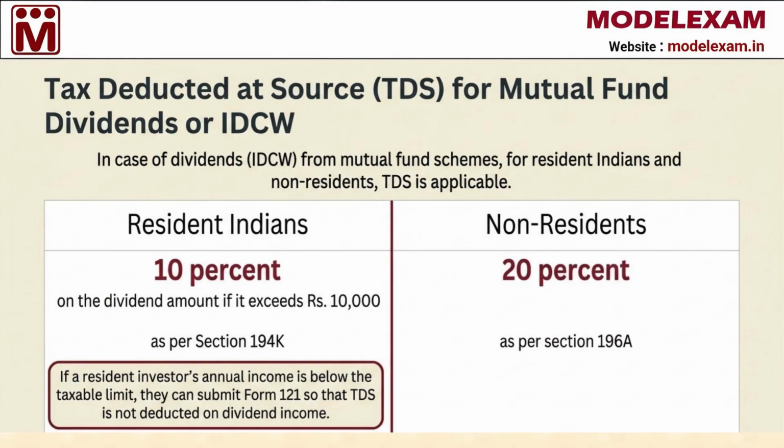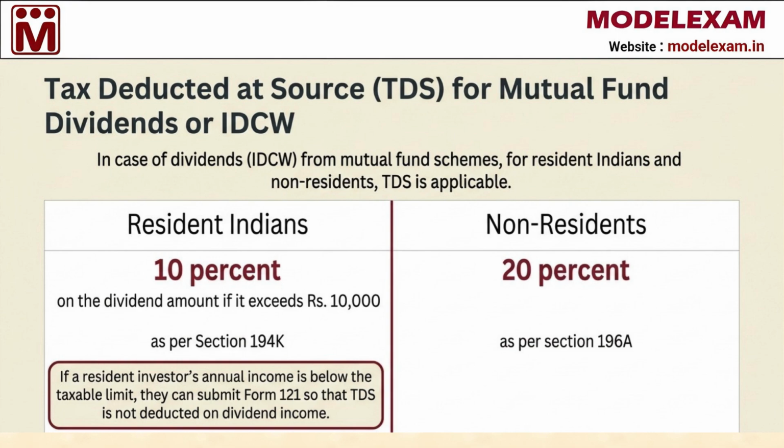Now, there is an important relief available here. If a resident investor's total annual income is below the taxable limit, meaning they do not have a tax liability at all, they have the option to submit Form 121 to the mutual fund. By submitting this form, they can request that TDS not be deducted on their IDCW income.